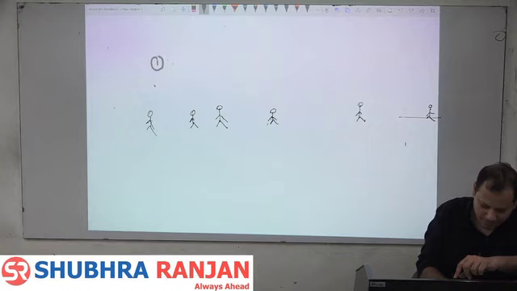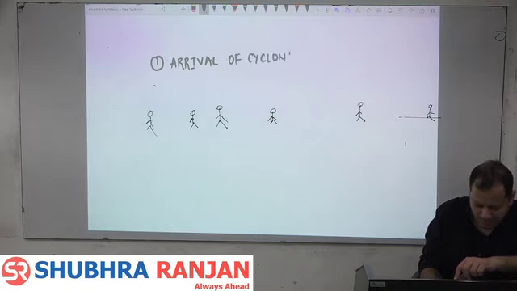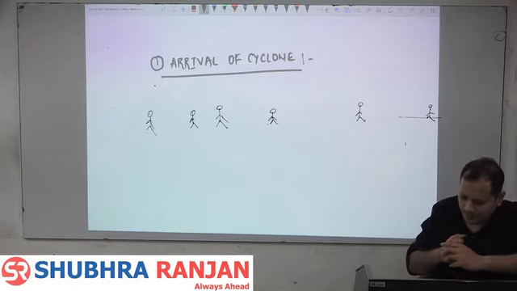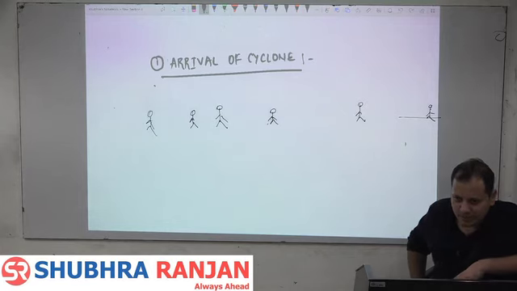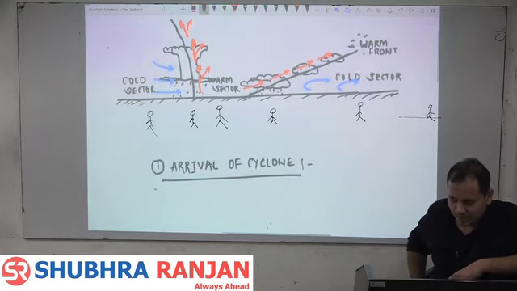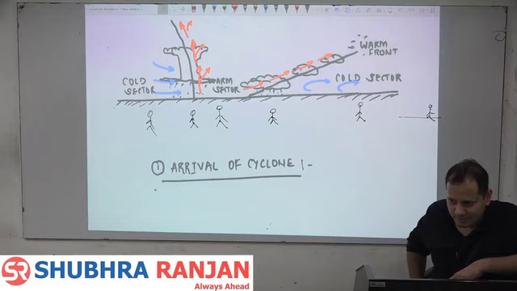First point, arrival of cyclone. Wind velocity decreases. Why does wind velocity decrease? The cold sector is coming and cold air is denser, and therefore there is more friction. Understanding?